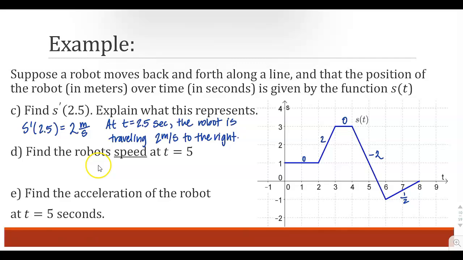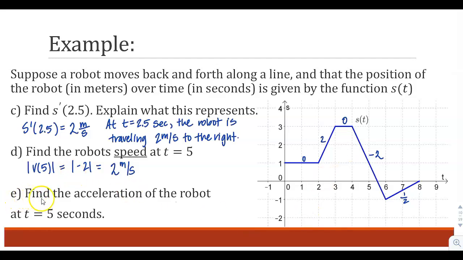For part D, find the robot's speed at t equals 5. So remember, speed is the absolute value of velocity. So what we're looking for is v of 5, but we want to make that value positive. So v of 5, remember, is s prime of 5. So the derivative, the slope of the tangent line. So that slope of the tangent line at 5, or the slope of that line, is -2. So that means that what we're really doing is taking the absolute value of -2, so we get +2. And again, the units are going to be meters per second.